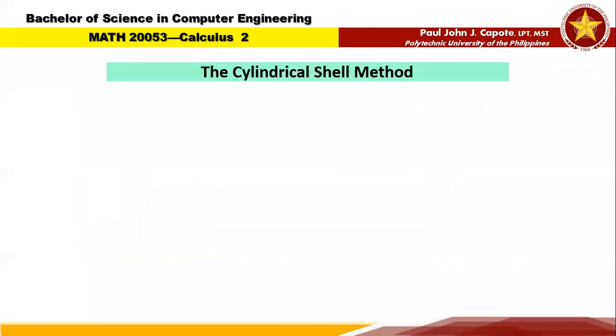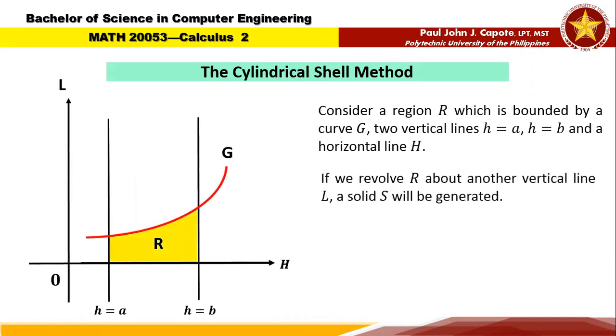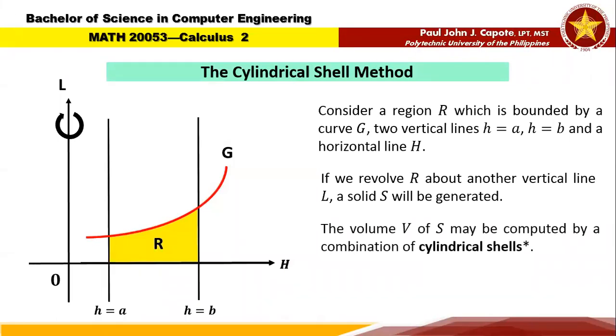Now let's have the cylindrical shell method. Consider a region R which is bounded by a curve G, two vertical lines H equals A, H equals B, and a horizontal line H. If we revolve R about another vertical line L, a solid S will be generated, and the volume of this solid may be computed by a combination of cylindrical shells. Now, in geometry, a cylindrical shell is a solid which is bounded by two concentric cylinders.